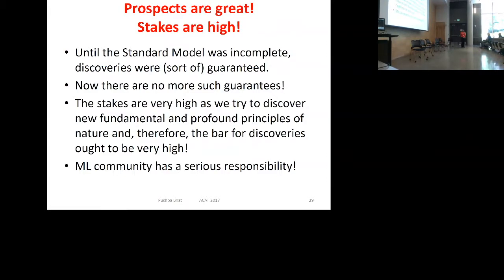And so in some sense, you can say that the discoveries were sort of guaranteed until then, but now there are no more such guarantees, right? And with any new physics, the stakes are really very high as we try to discover new profound principles of nature beyond the standard model. And so the bar for discoveries has to be very high. So I just want to caution that therefore the machine learning community has a serious responsibility, because we are the proponents and developers and validators of these methods, and we keep pushing the envelope, and so I think this is something that we have to take seriously.